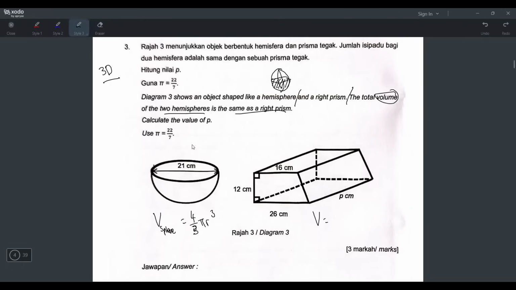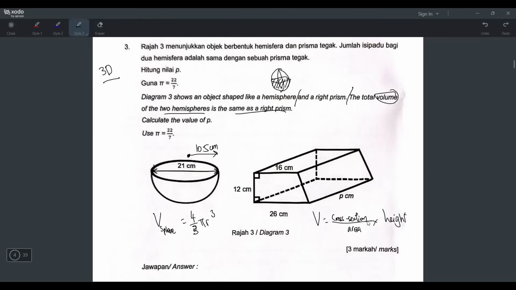But the radius is not 21, guys. 21 is the diameter. Radius will be half the diameter. So you have to take 21 divided by 2, which is 10.5 cm. Okay, so later it will be very easy to find the volume of the sphere. Okay, now let's talk about the volume of this prism. Okay, for the volume of a prism, you have to take the cross section area times the height, or you can say the width or whatever. So I'll just call it height.